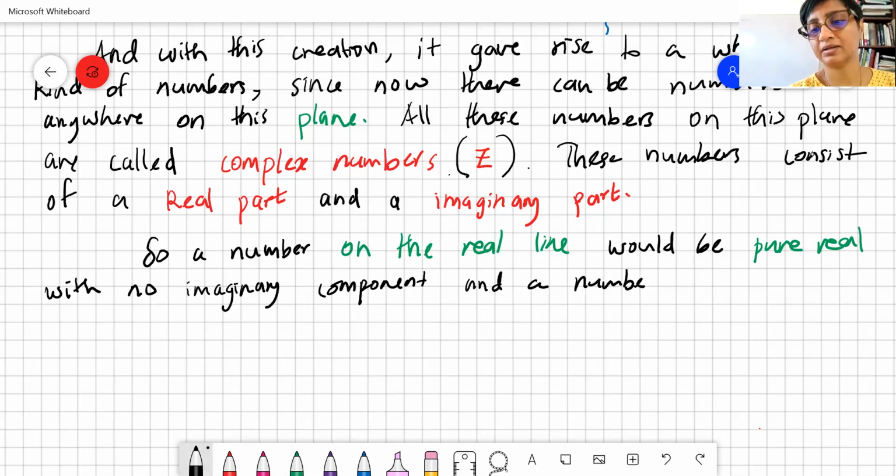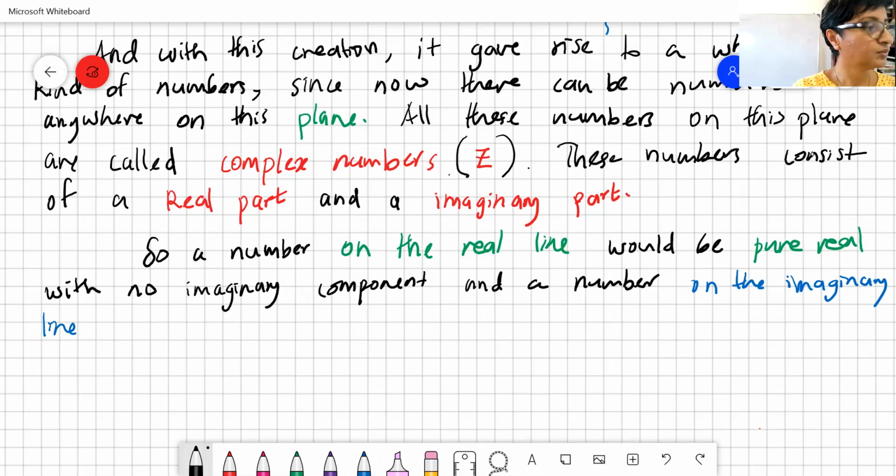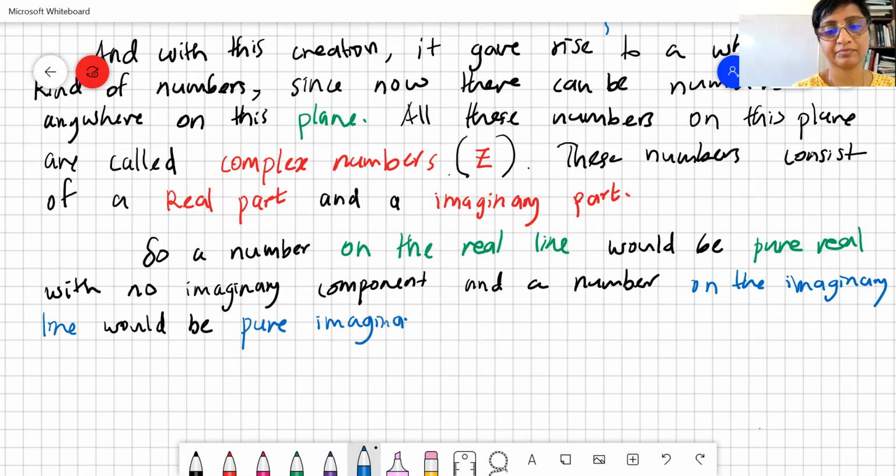And a number, what was my color? Blue, no? A number on the imaginary line would be your imaginary, with no real part, with no real component.